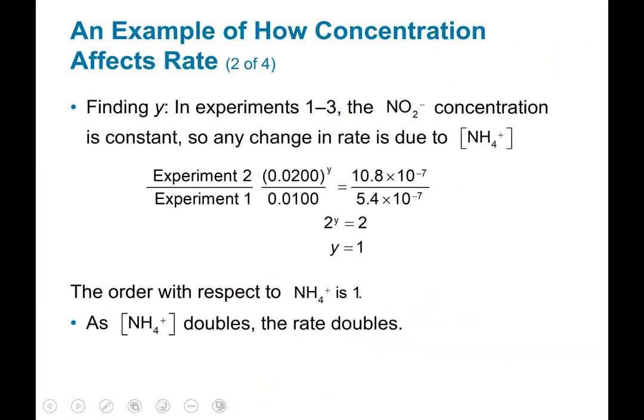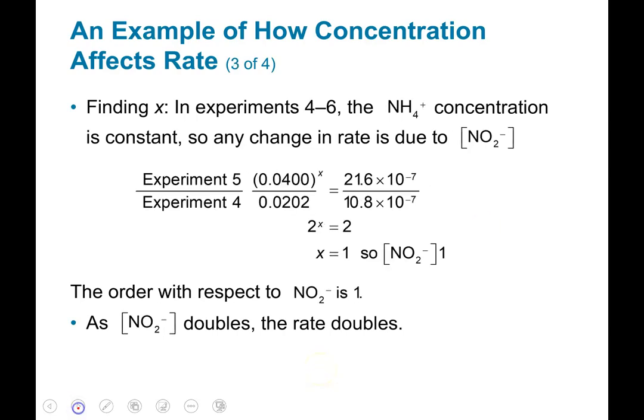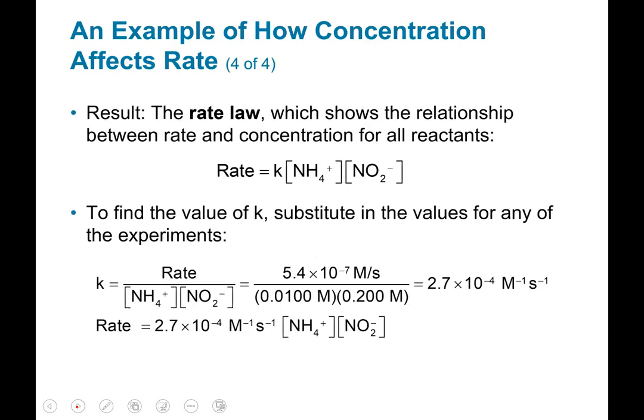In this particular case, you kind of see how the math breaks down. As far as NH4 is concerned, as NH4 doubles, the rate doubles, and as a result, you know the exponent is 1. Same thing for NO2, as the concentration doubles, the rate doubles as well, which means our final rate law is going to have an exponent of 1 for each reactant.